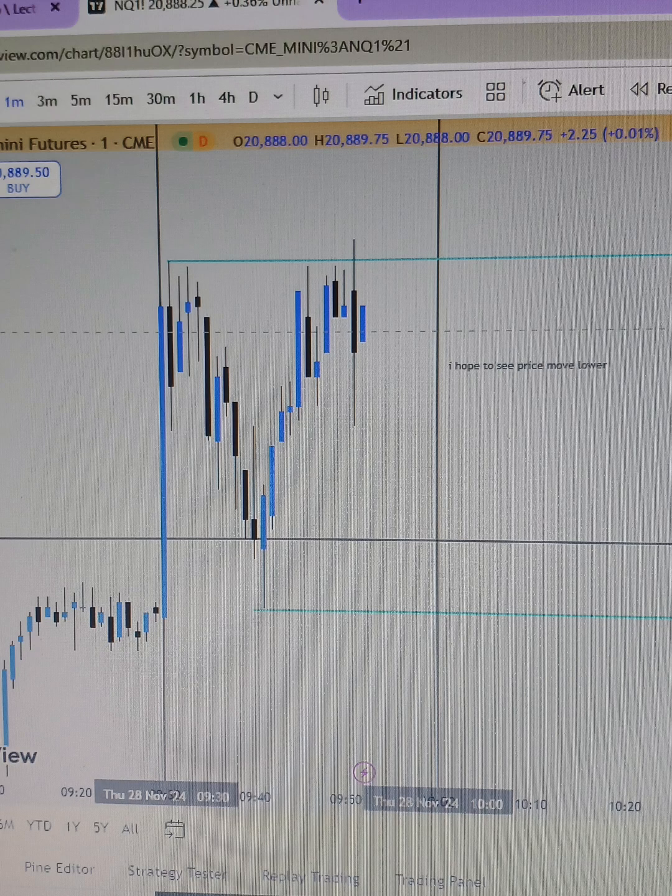So right here, this is the sweep of the 930 high. Yeah, 930 high. We sweep that, and then I said I hope to see price move lower. So once it moves lower, it'll be able to take out those relatively equal lows, but I didn't mark them here. But yeah, I'm on delayed data by the way, but that should be fixed in about 5 episodes or so.